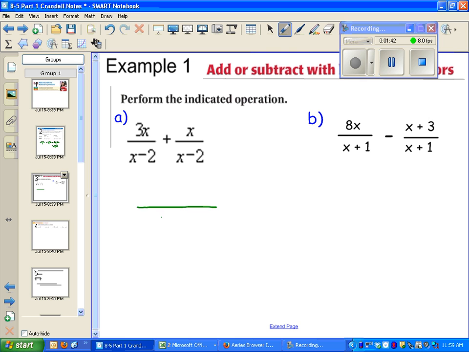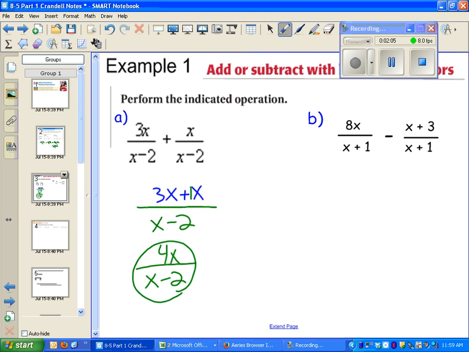So our name is x minus 2, and then I'm going to add the top. So I have 3x plus x, and then my final answer is going to be over x minus 2, and then this is like a 1, so 3x plus x is 4x. Can I cross out 4 and 2? Nope. Good job. All right. So that is my final answer.